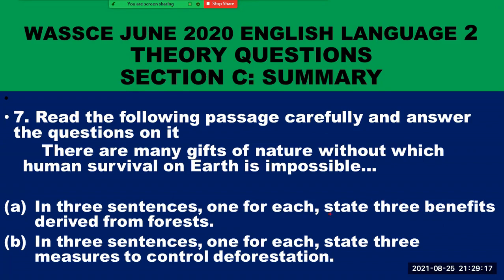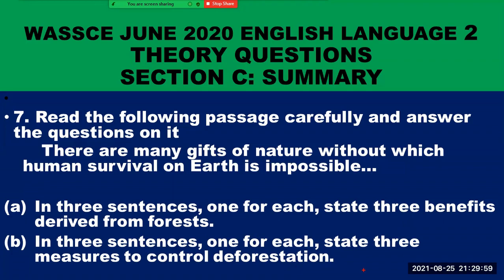You see, by reading the question, we already know that the passage is about benefits derived from forests. And of course, this question has shown us what we are to look for when we start reading the passage. So it simplifies the process and helps you to save time, so that when you start reading the passage, you immediately begin to extract the ideas that you will use to present your summary answers.